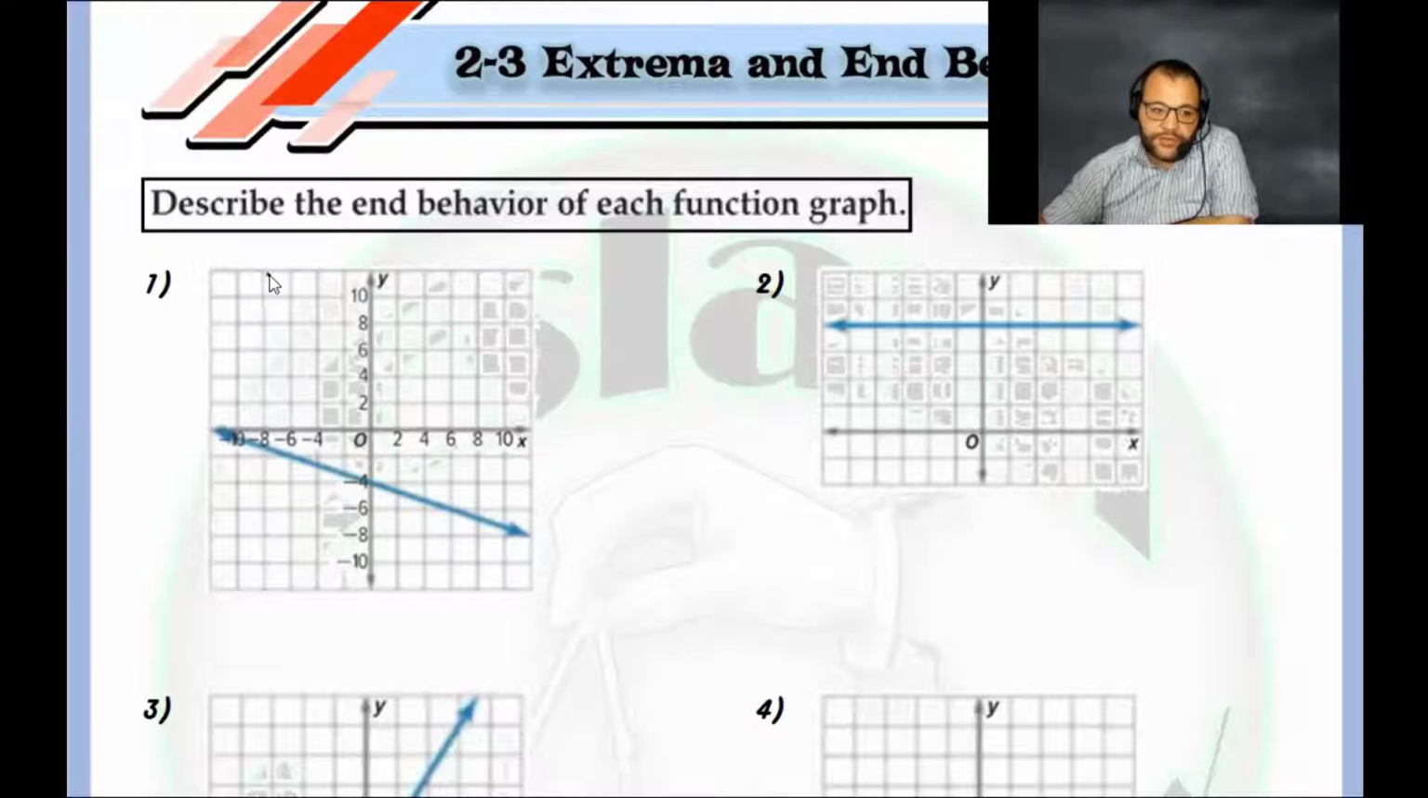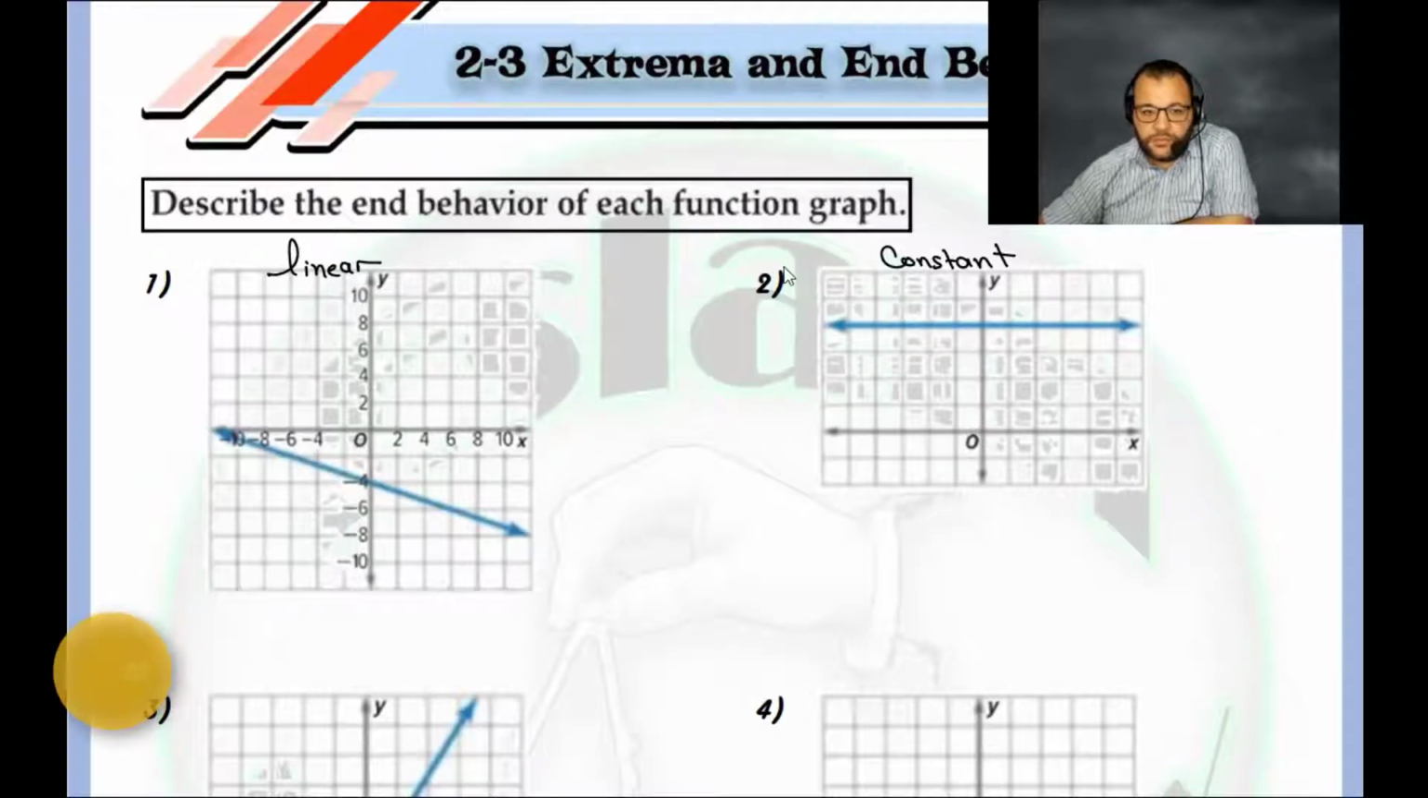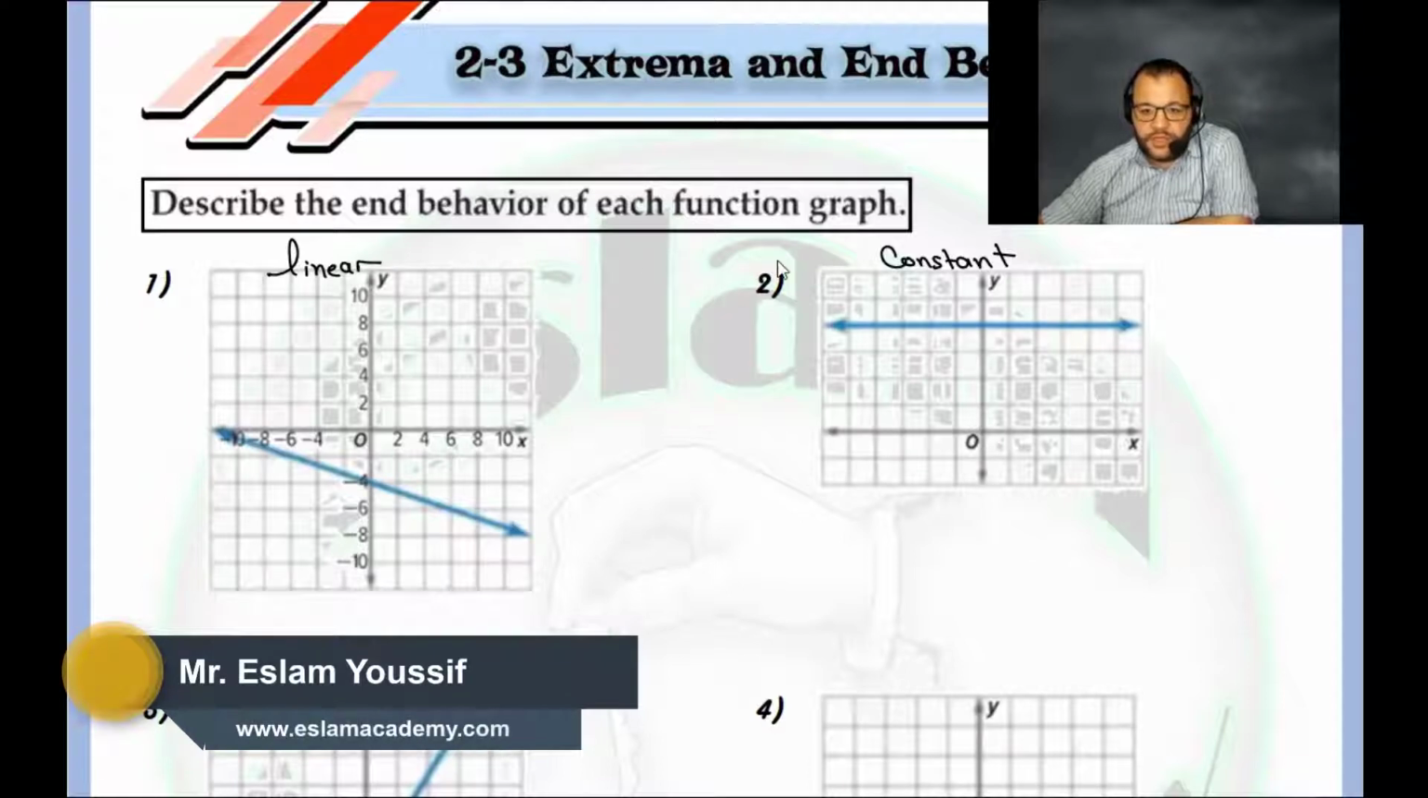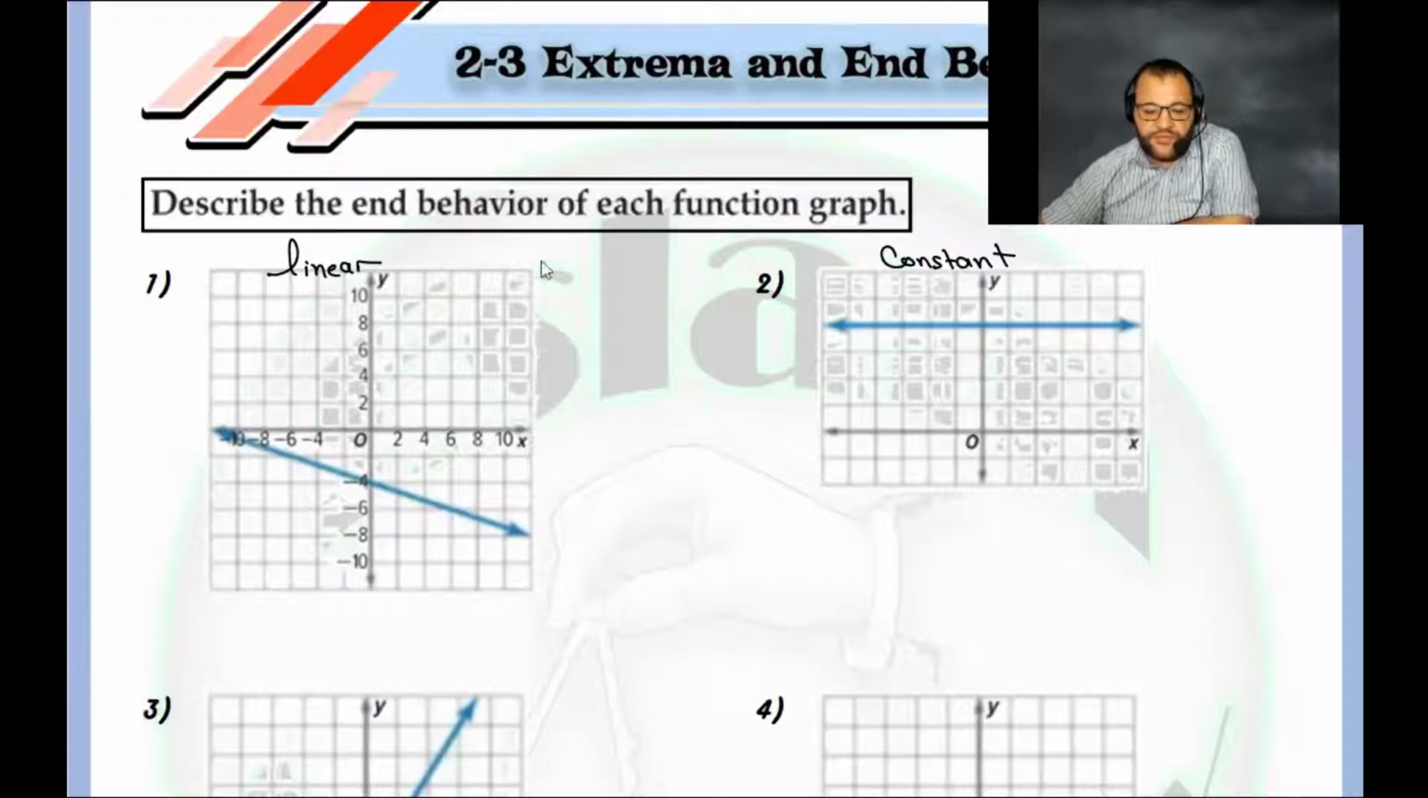Linear. I will write the answer, even if it is right or wrong. What is the type of the second one? Constant. If you agree about that, or if you have any other answer, just give me the other one. You don't agree? About the first or the second? The second one. It intersects the axis and passes through y at 4.